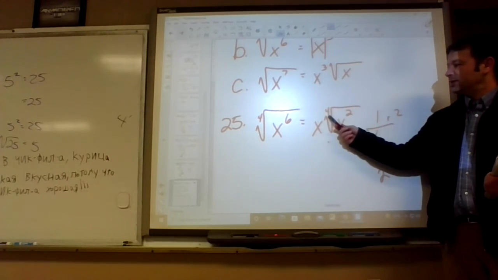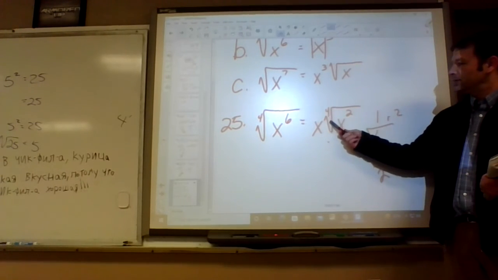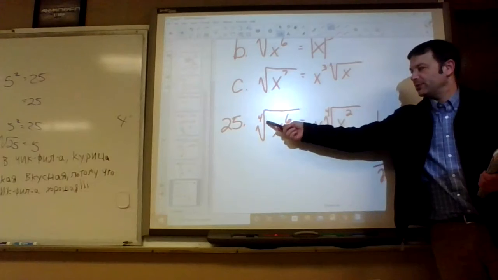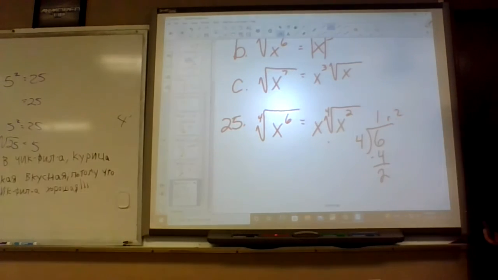So notice my radical is still a 4th root. People forget that a lot. Whatever the root was to start with, it should still be the same over there.